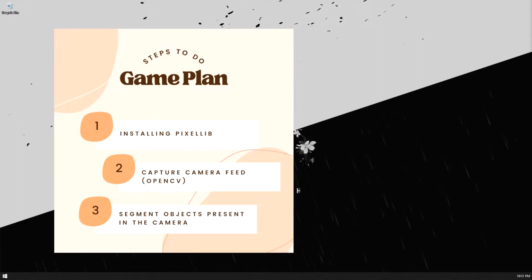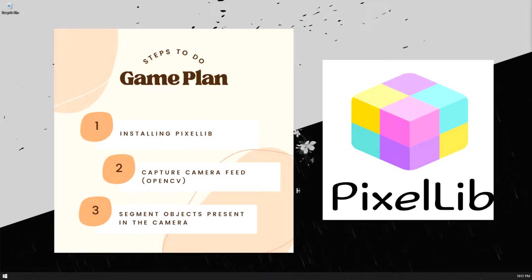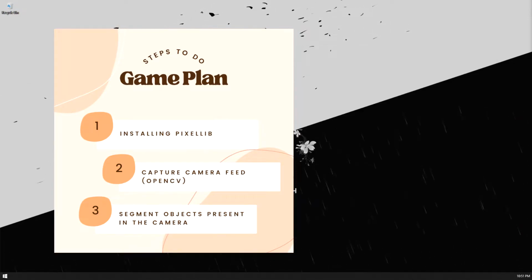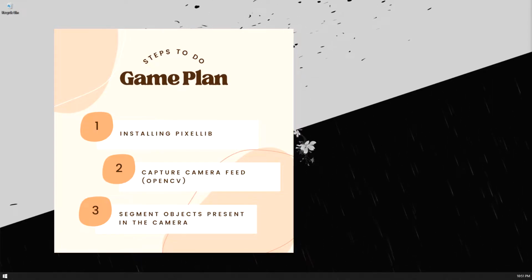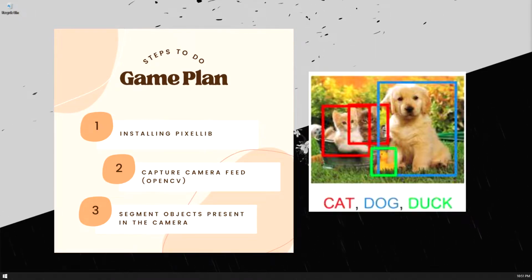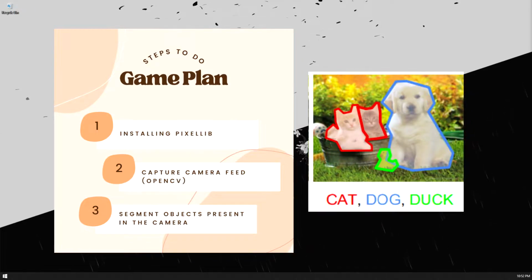Here's the game plan. We will be doing it through a library called PixelLib. It's an excellent library for leveraging datasets that can be found online, such as the Mask RCNN model, which we will be using in this tutorial. Also, we will be doing it on a live camera feed, which we will be receiving from OpenCV and our webcam, and we will be detecting the shape of the objects that are present in the camera. Let's hop in.